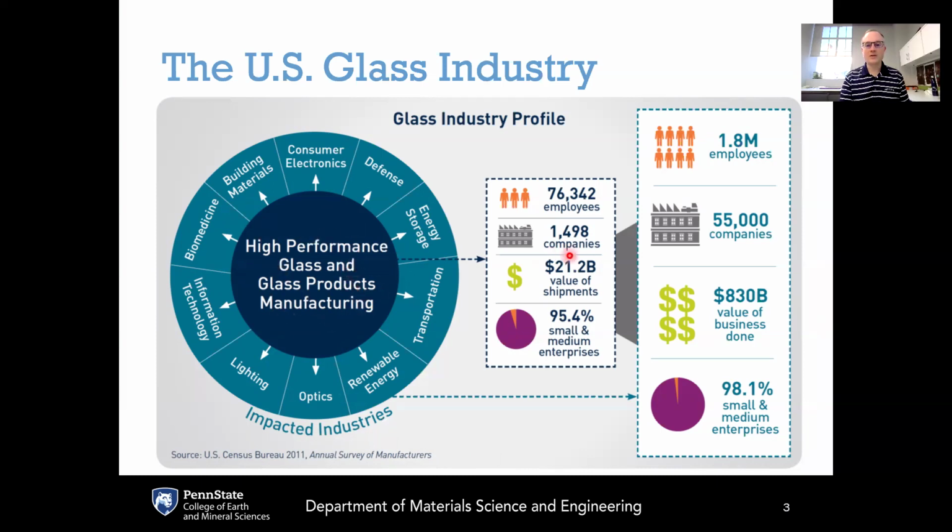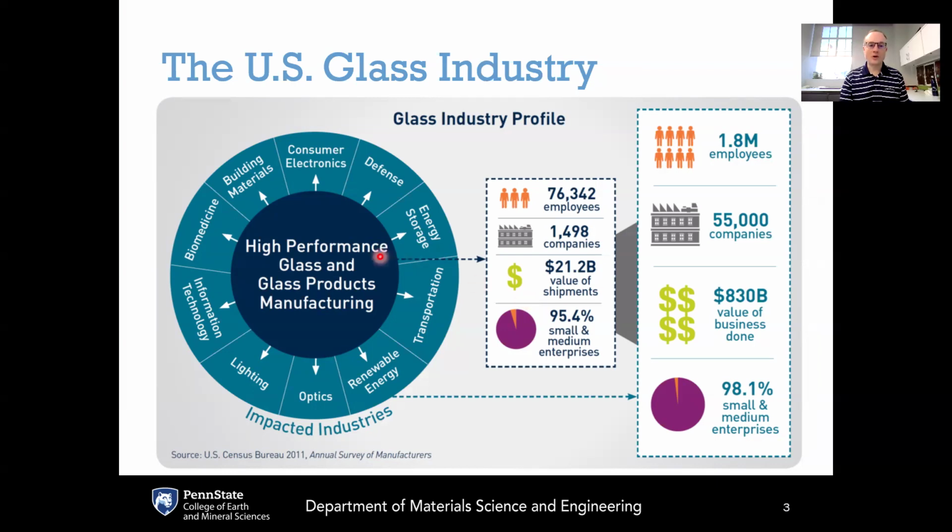And from the middle here, the glass industry itself in the United States accounts for about 76,000 employees spread out over about 1,500 companies, the vast majority of which, 95%, are small and medium enterprises. And in total, the glass industry produces over $20 billion of shipments per year. So the glass industry itself is a very important part of the US economy.